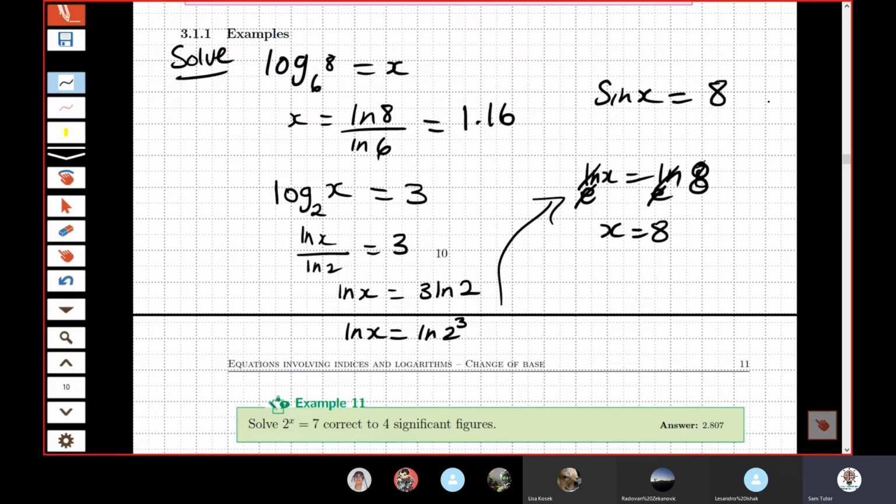Just like the same as you would have said this. Sine x equals 8. Now, how do I get rid of sine? You would have said, hey, shift sine or inverse sine. What you do to one side, you do to the other. You'd write x equals inverse sine 8. Exactly the same. The opposite of log now is exponential. Opposite of an exponential is logging.